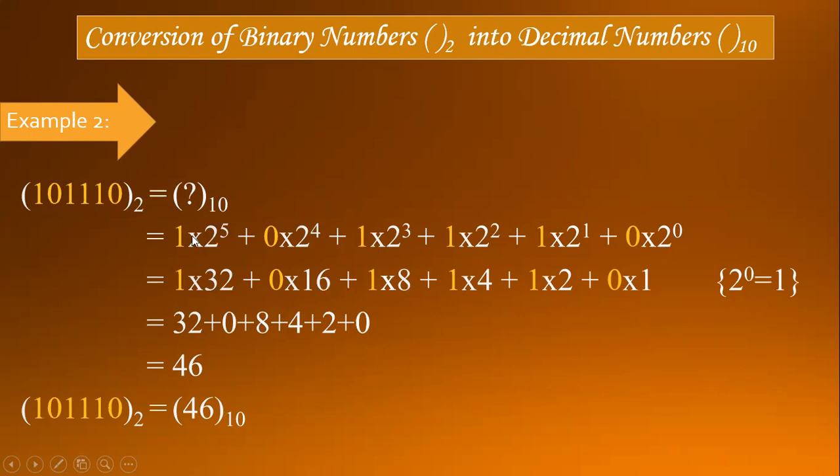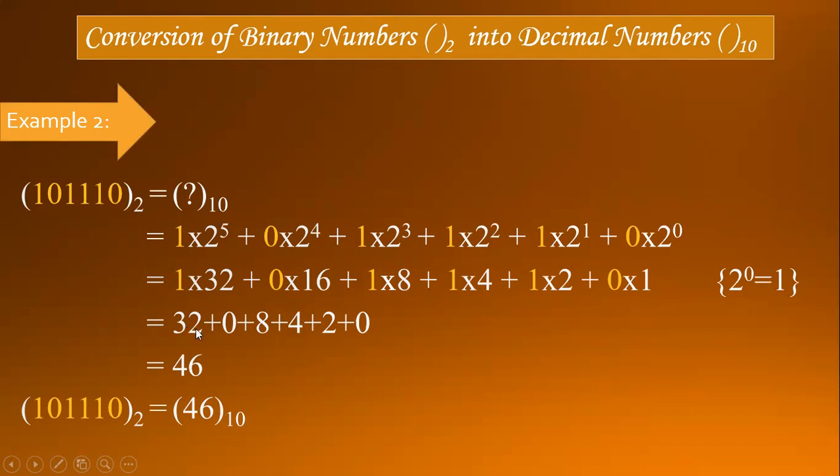Now we are converting the power into its equivalent number. 2 raised to 5 is equal to 32. 1 into 32 plus 0 into 16 plus 1 into 8 plus 1 into 4 plus 1 into 2 plus 0 into 1, because we know that 2 raised to 0 is equal to 1.